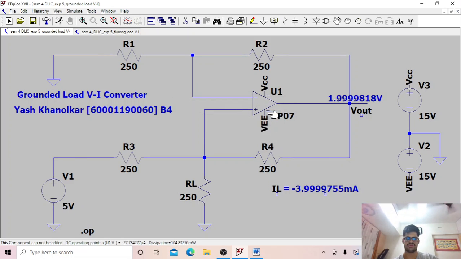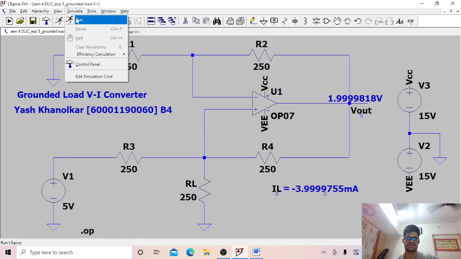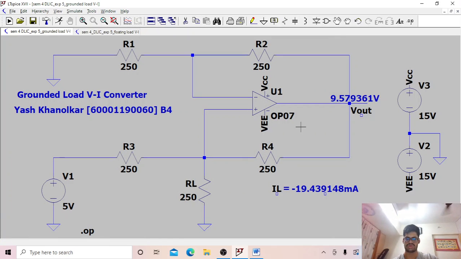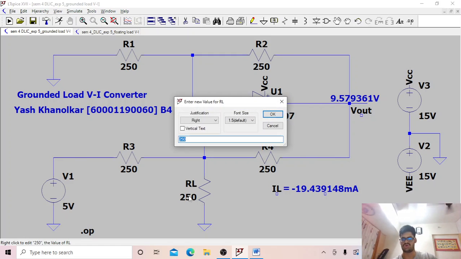Yeah, so we keep this as 5 volt, we simulate the circuit, we run this and check the load current again. So yes, we can see that for 5 volt we should be getting 20 milliampere. It's a little off, but still we are getting close to 19.4 milliampere, which is perfectly fine. So our circuit is still running in the best condition. And now we will see by increasing the RL value to 2 kilo ohm.